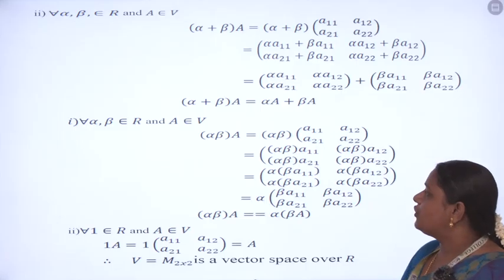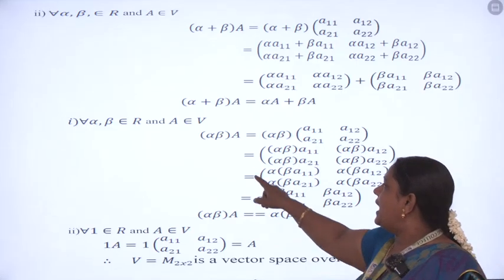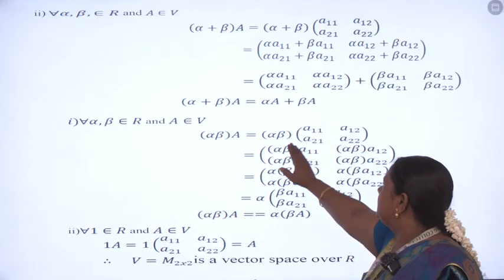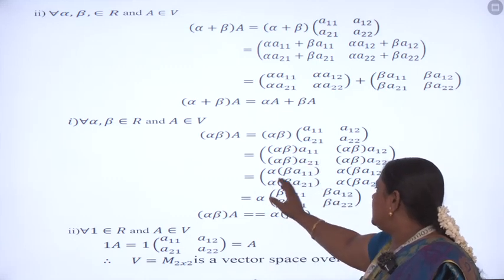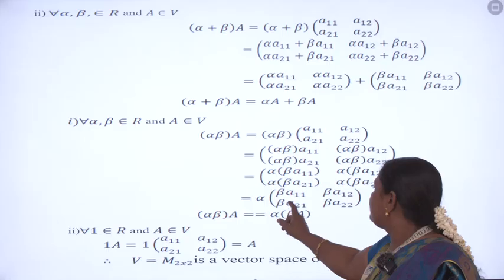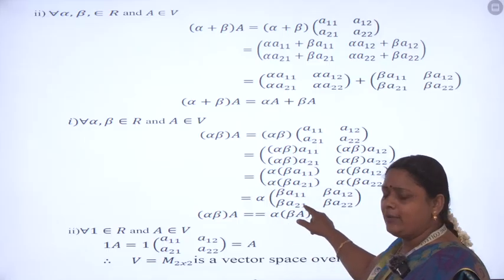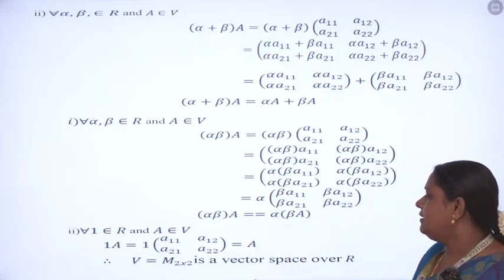Okay. Next one is for all alpha, beta belongs to R and A belongs to B, alpha beta into A. Alpha beta into A matrix is nothing but this. Then multiply each term with alpha beta. Then take alpha outside, combine these two. Then from all these things, beta is a common term, it's nothing but A matrix. So alpha beta into A is equal to alpha into beta A.